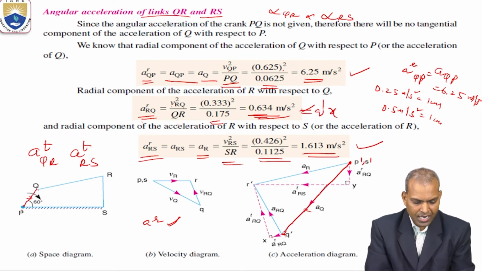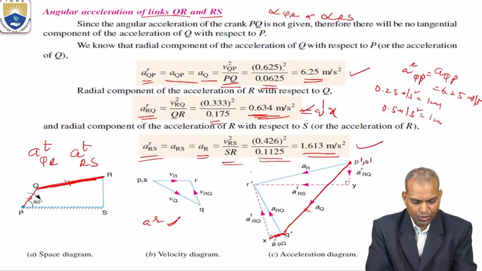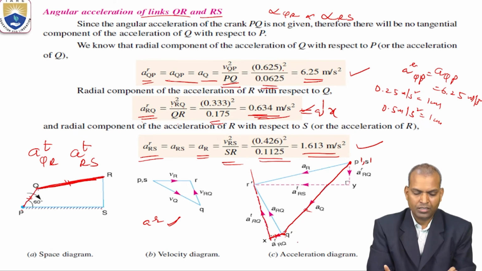With this scale, draw a line parallel to the link QR. We are drawing the radial component. This is parallel to the QR. After that, the tangential line. We don't know its value. This is the tangential. We have drawn it normal to the radial component RQ.